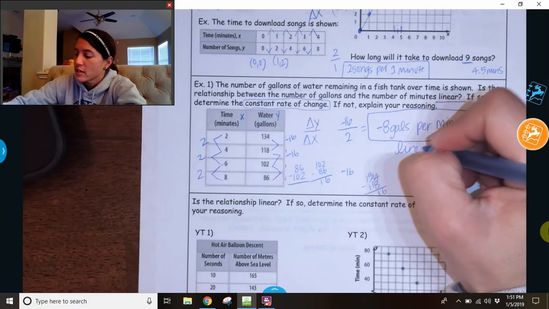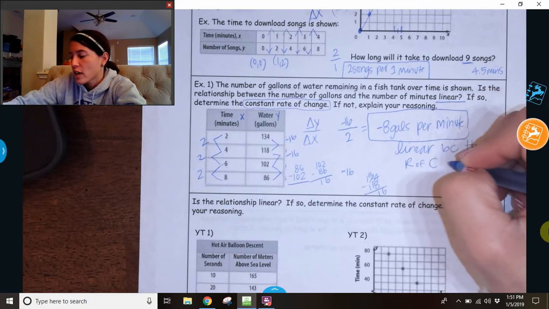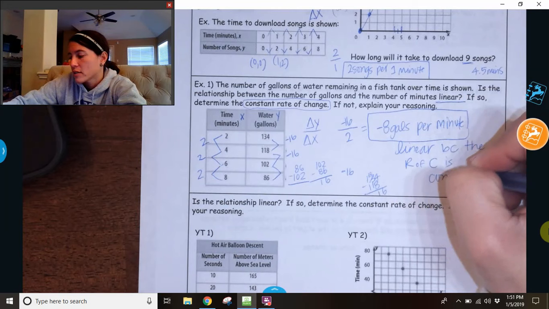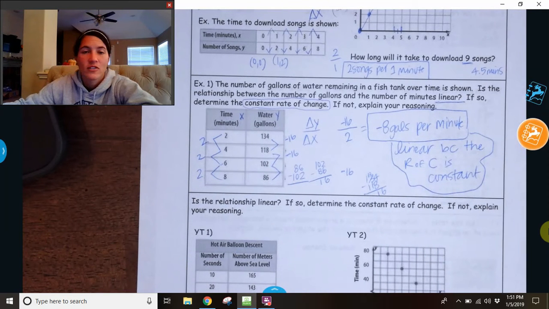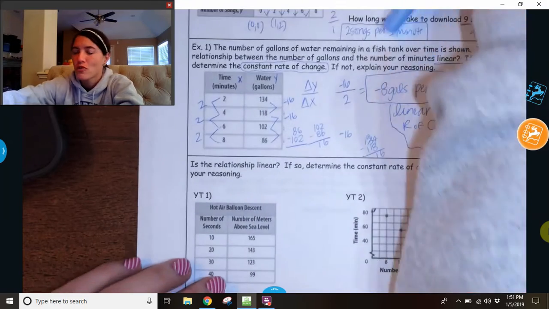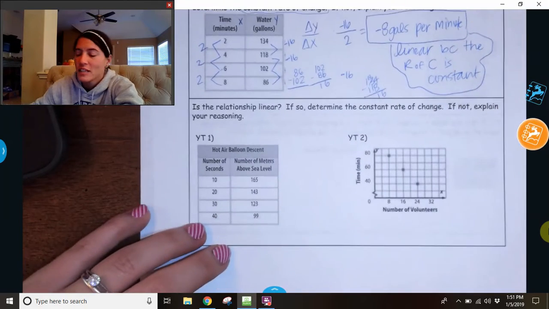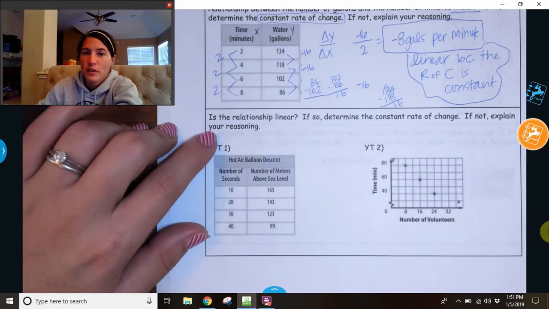So it is linear because the rate of change is constant. So that would be your answer. Is it linear? Yes, because the rate of change is constant, and the constant rate of change is negative 8 gallons per minute. All right, so let's do some more. These are your tries, but I'm just going to do them with you. Is the relationship linear? If so, determine the constant rate of change. If not, explain your reasoning.